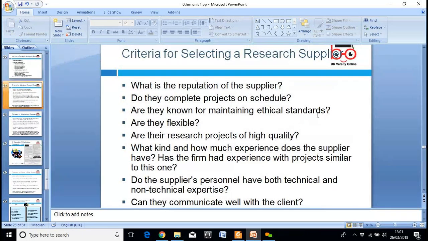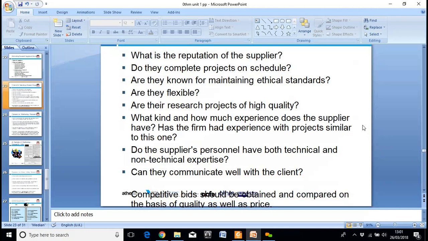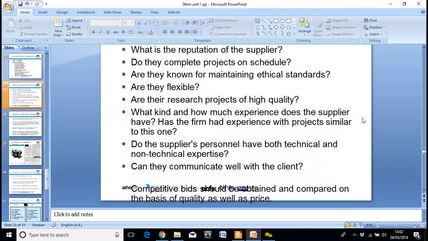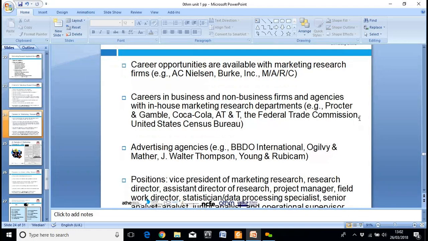So it's looking at selecting a research supplier. If you've got to get somebody in to do that, what is their reputation? Do they complete on schedule? Are they known for ethical standards? Are they flexible? Are their research projects of high quality? What kind and how much experience does the supplier have? Has the firm had experience with projects similar to this one? Do the suppliers' personnel have both the technical and non-technical expertise, and can they communicate well with the client? Well, cover that.